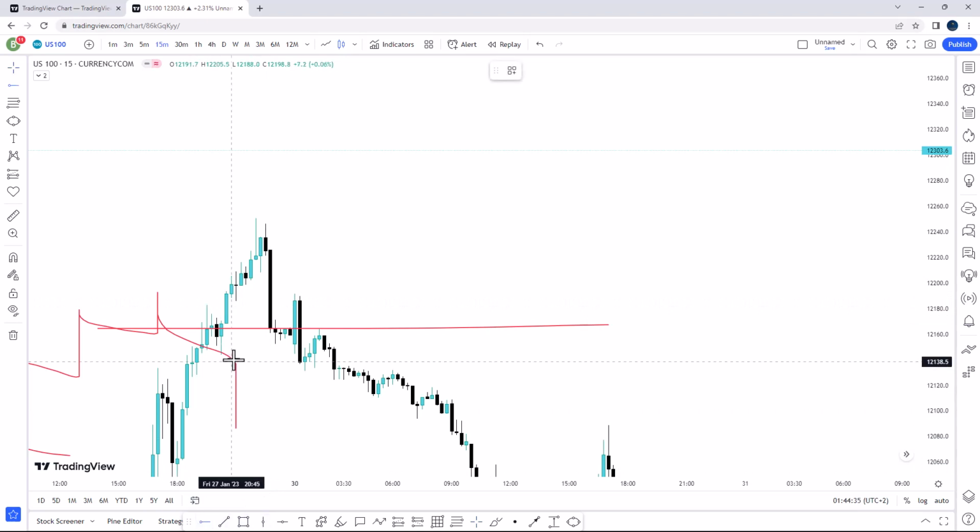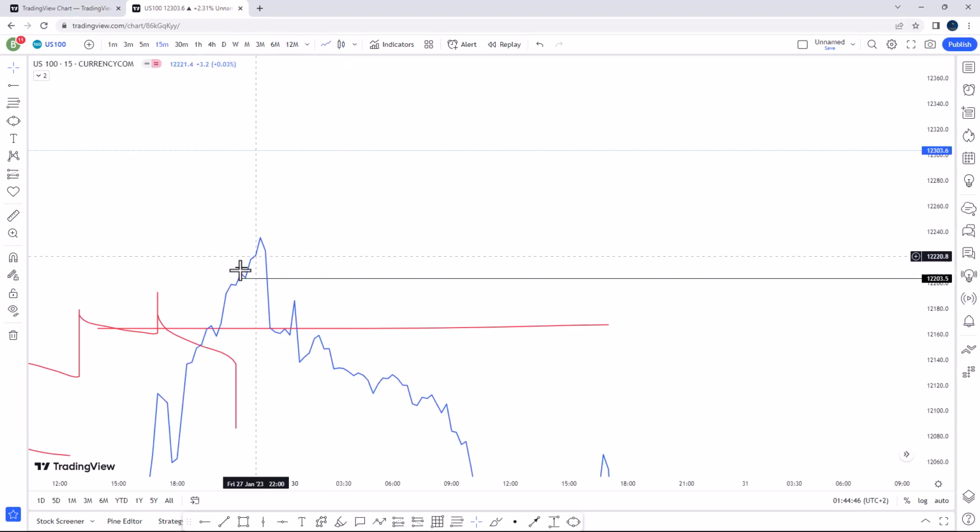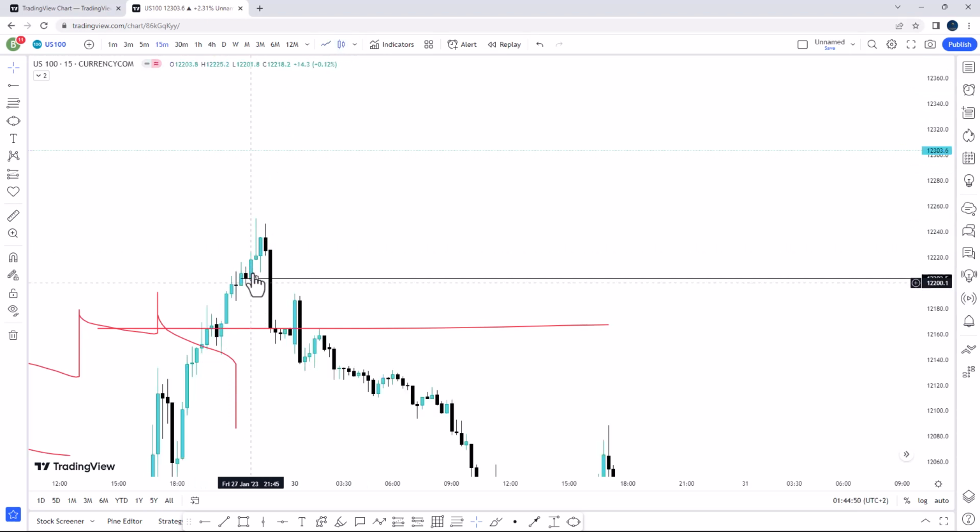I mean this area. This is where we have a break. We have a break here on this candle. We have a break on this candle. If we turn to a line chart, you can easily see. You have a break here, right? We have a break on this candle.